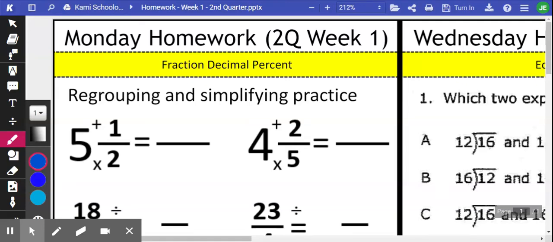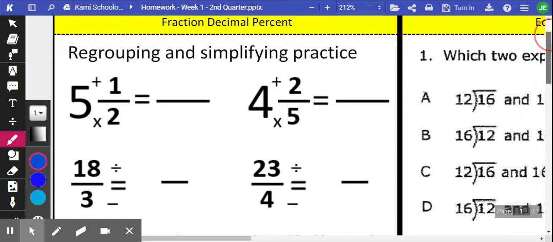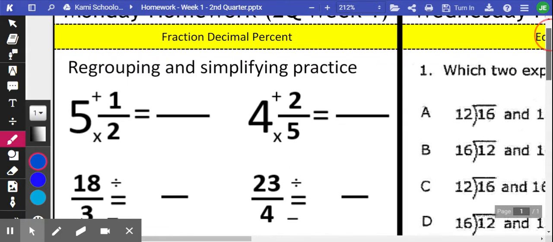Okay, let's take a look at the homework for the second quarter, and this is Monday's homework for week 1. So if we take a look at the fraction decimal percent, the first part is regrouping and simplifying practice.